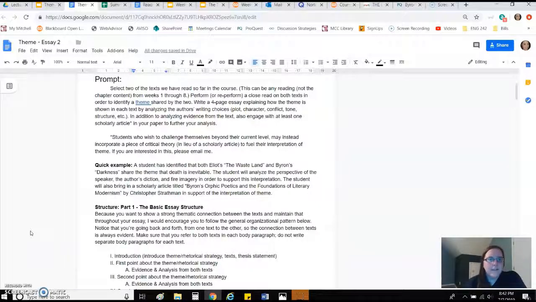The prompt is select two of the texts that we've read so far in the course. It could be any reading from weeks 1 through 8 if you're in the summer class, or weeks 1 through 16 if you are in a longer semester. So really anything we've read this semester. Perform, or if you've already done a close read on this text, or either of these two, re-perform a close read on both of the texts in order to identify a theme shared by the two. So if you need to, go back and watch that theme video, view the theme PowerPoint.